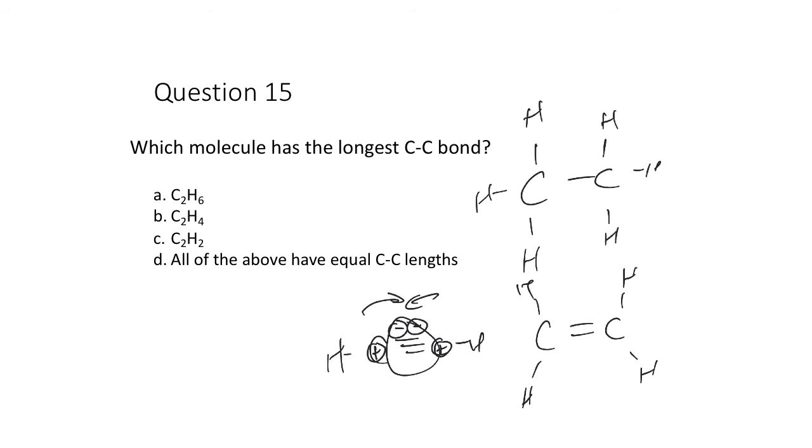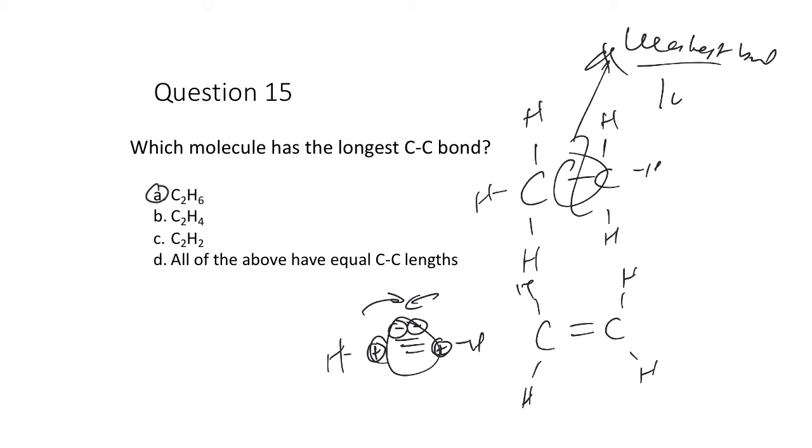So we get the shortest bond for C2H2, but we're looking for the longest bond. So the longest bond is going to be C2H6. So longest bond with only 2 electrons to share, shortest bond with 3. So this will be the weakest bond. If we're going to break it, this is the weakest bond. Also the longest bond. And the carbon-carbon triple bond here is going to be the strongest of these 3, and then the shortest.